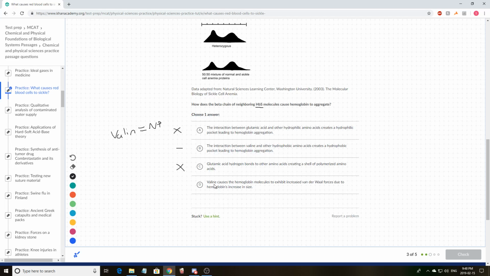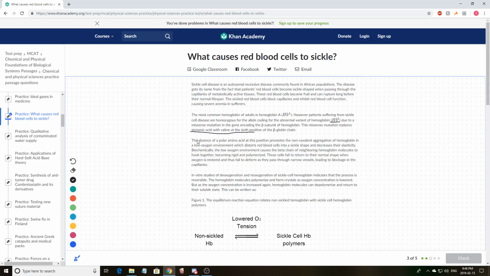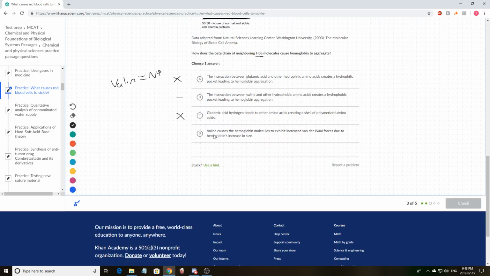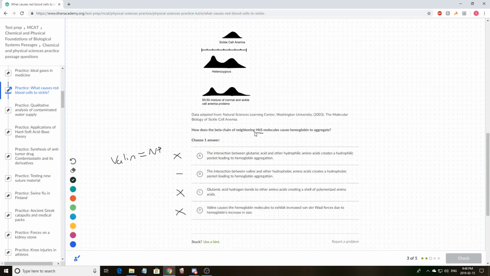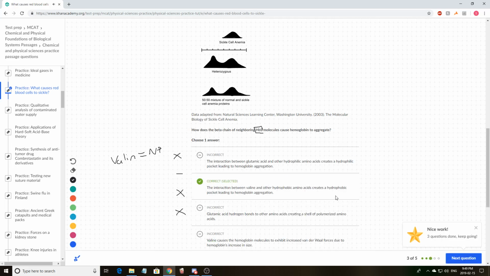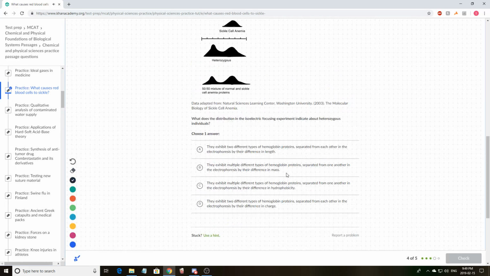And the last option is valine causes hemoglobin molecules to exhibit increased van der Waals forces due to hemoglobin's increased size. Well, here's the thing. Replacing one glutamic acid with one valine doesn't necessarily increase the size of the hemoglobin itself. Rather, it just changes its chemistry. So this answer isn't right either, because hemoglobin, even in the HBS variant, would be roughly the same size. So we can safely assume that this is the answer.